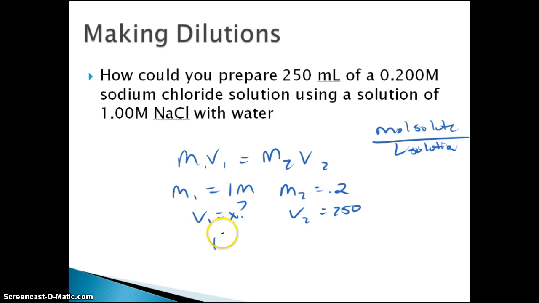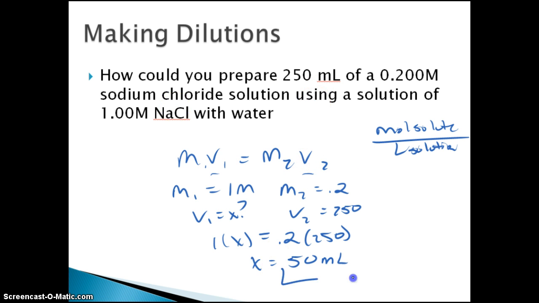We're going to have 1x, or just x, is equal to 0.2 times 250, so that we end up with basically a really easy equation to solve here. X equals 50, when we do 0.2 times 250, and that's going to come out in milliliters because remember our volumes are going to be in the same unit. So if we use milliliters for one, the second one's going to come out in milliliters. And so that is our final answer, 50 milliliters of that 1 molar.